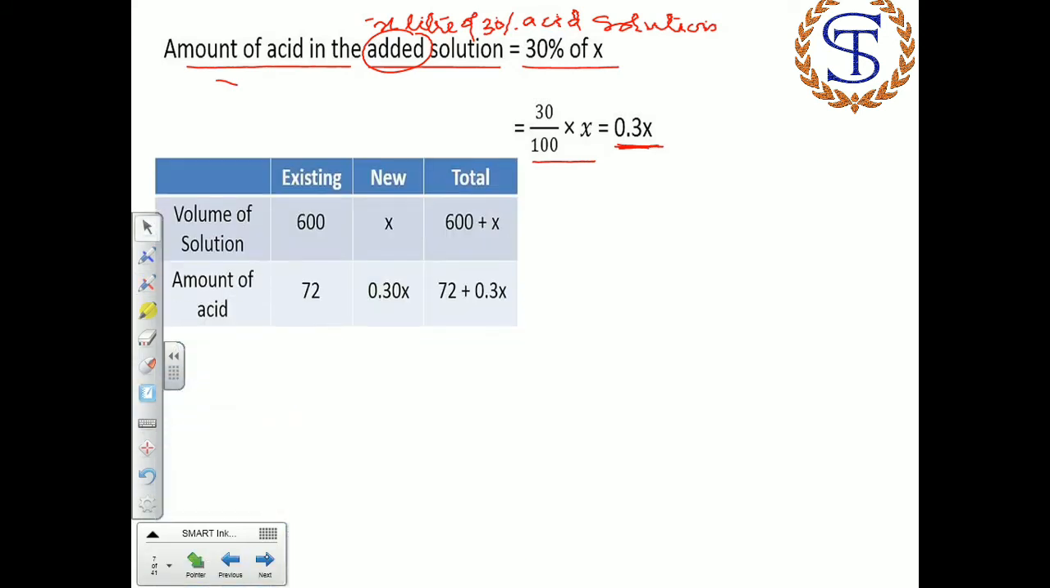Now see here, in this table, the volume of the existing solution is only 600, which is given, and the amount of acid is 72. Why is it 72?